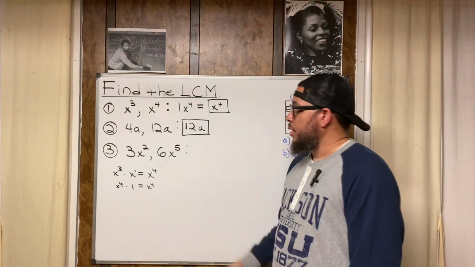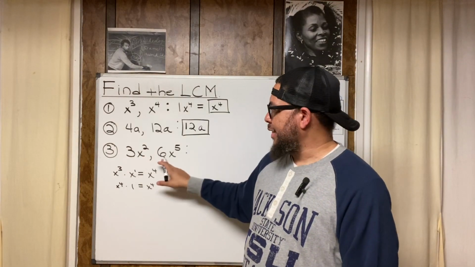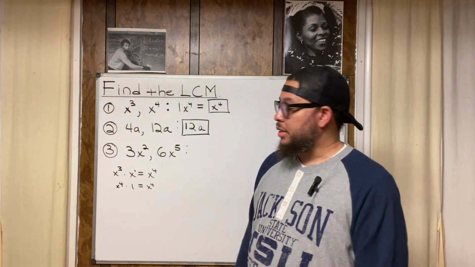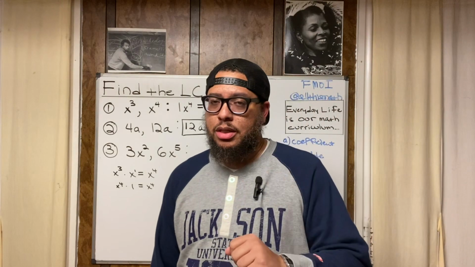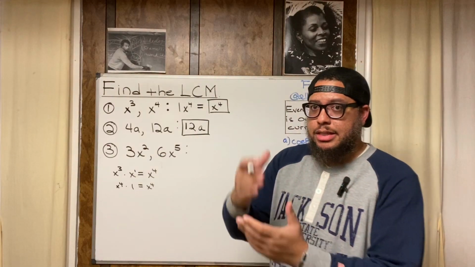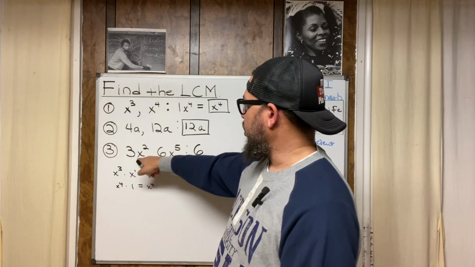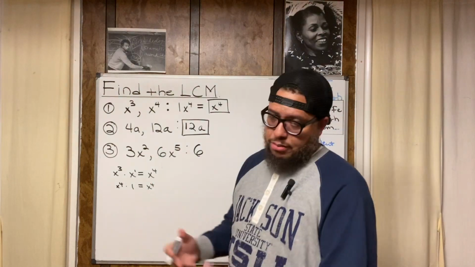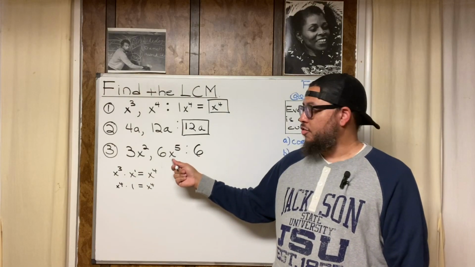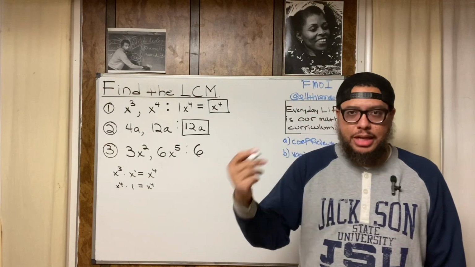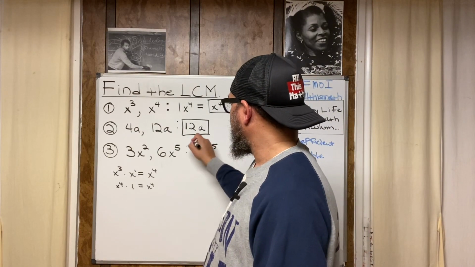You got 12a. Then for number 3, we compare the coefficients. You got a 3 and you got a 6. 3 times 2 is 6. 6 times 1 is 6. 6 is the least common multiple of the 3 and the 6. So you put the 6 right here, and then you compare your x terms. The x that has the bigger exponent is x to the 5th power. So that's part of your LCM. So it's going to be 6x to the 5th power.